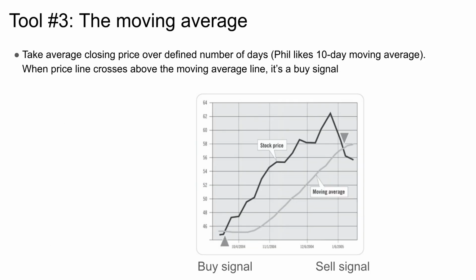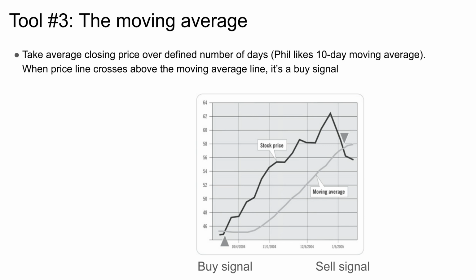Third tool, the moving average. This one is simple. Take the average closing price over a defined number of days. Phil likes a short moving average, a 10-day moving average, because it gives a quick signal of when market psychology shifts. When the price line crosses above the moving average line, the psychology has turned positive. When it crosses below, it has gone negative. The moving average is usually the last confirmation. It's the final green or red after the other tools have begun to whisper.